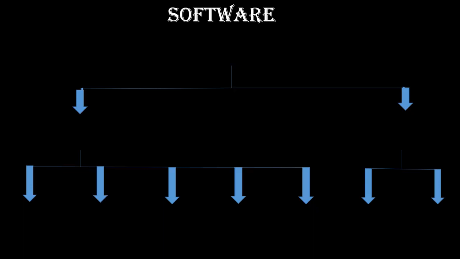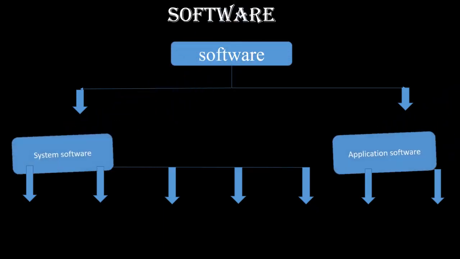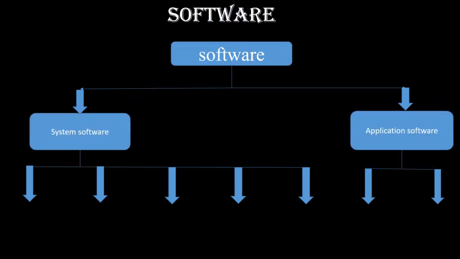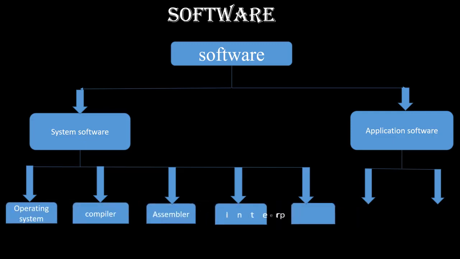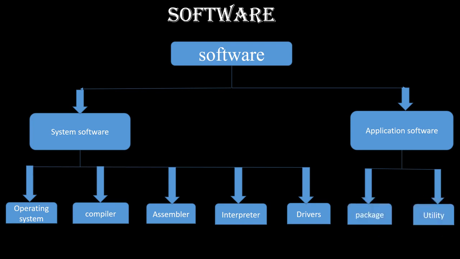Software can be classified into 2. One is system software, another one is application software. System software contains 5 parts: operating system, compiler, assembler, interpreter, and drivers. Application software contains 2 parts. One is package, another one is utility.